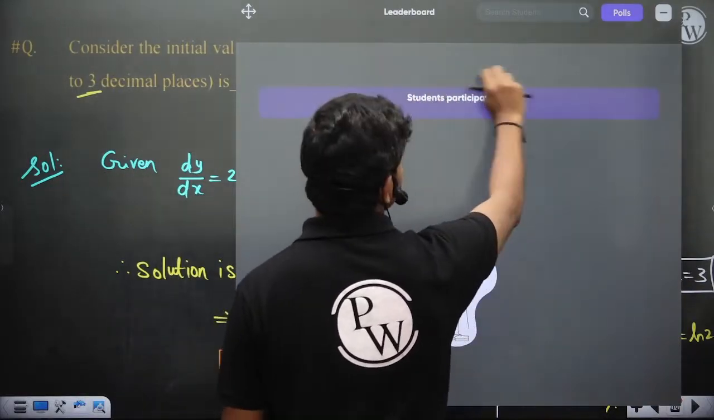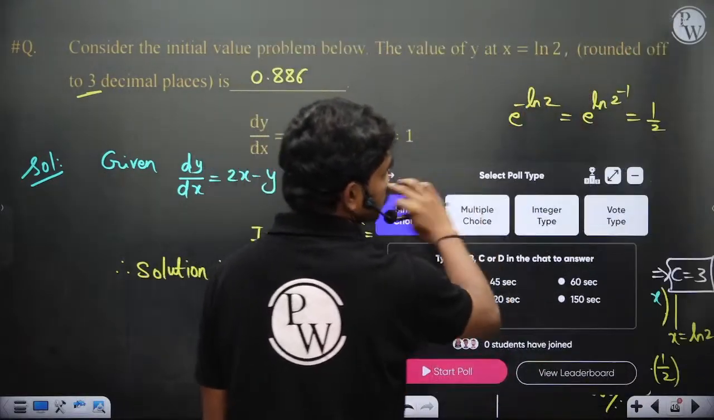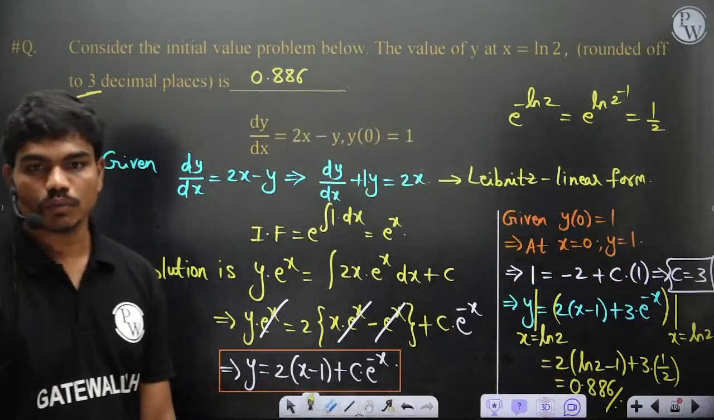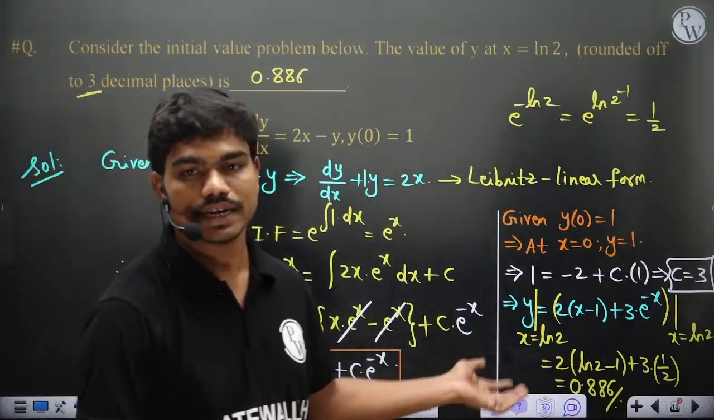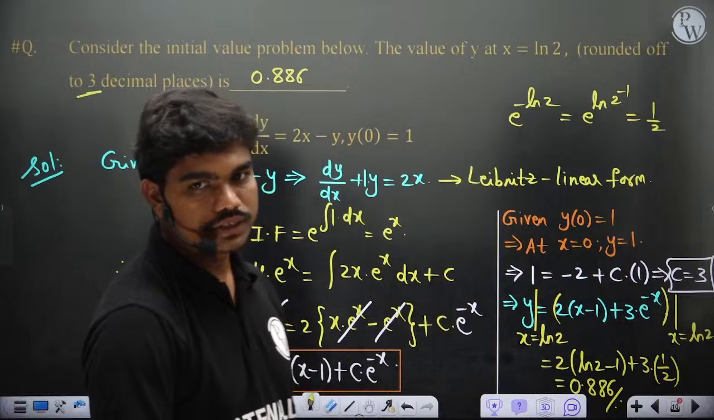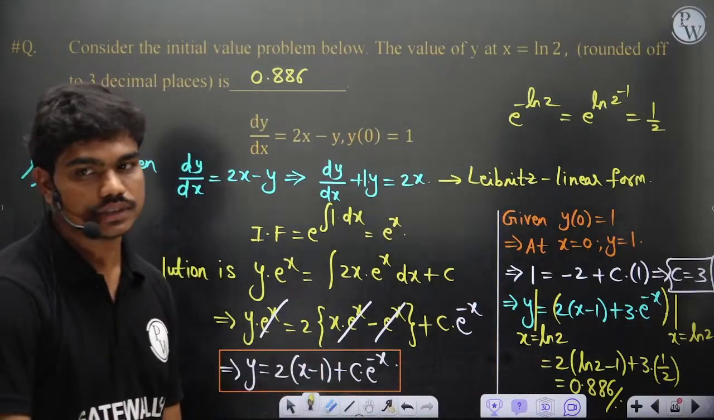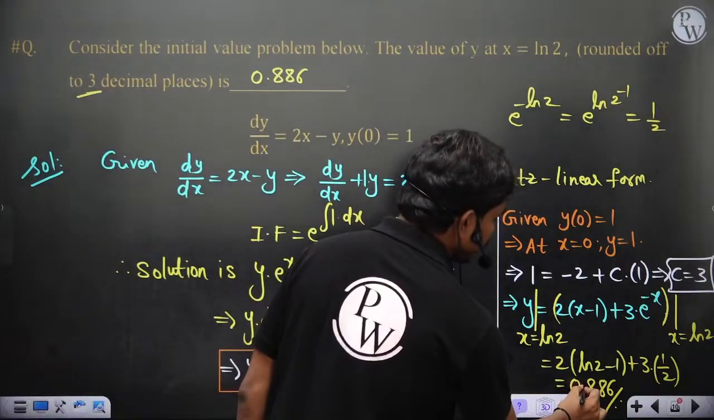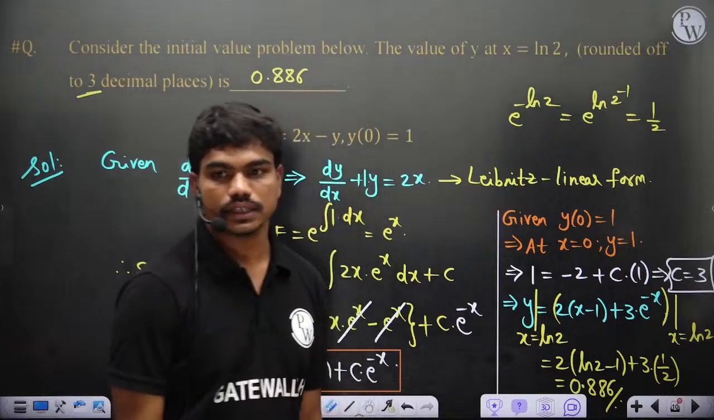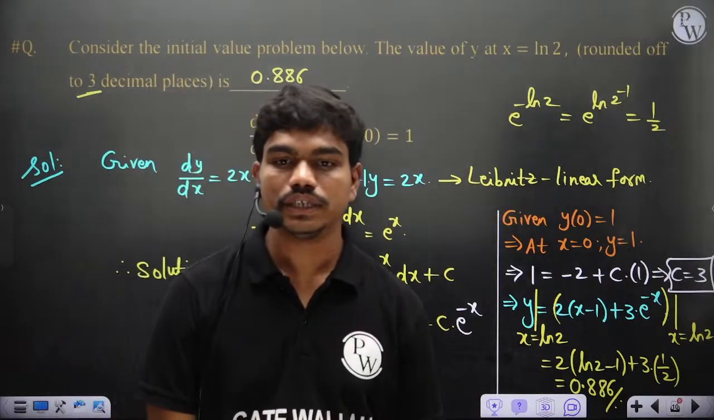Okay, the poll is not working. Students participated 0, it has shown, but 0.52 is not the answer. Shravan, 0.88, yeah, I think you're correct. So 0.886 is the actual answer in this case. Is this clear to each and everyone?